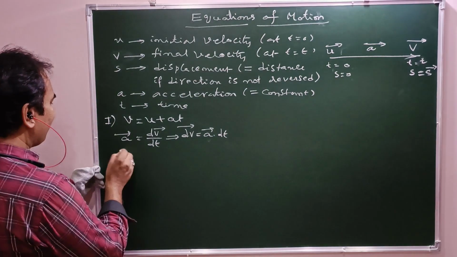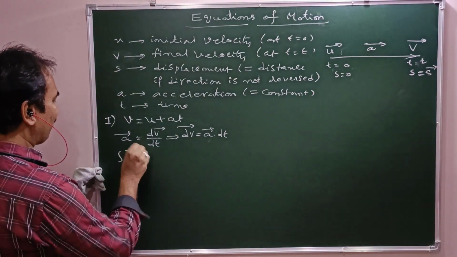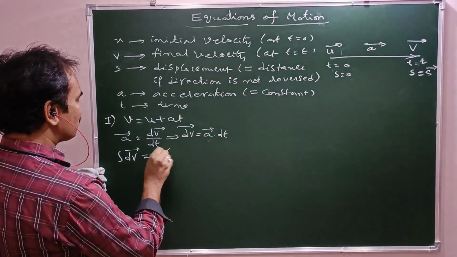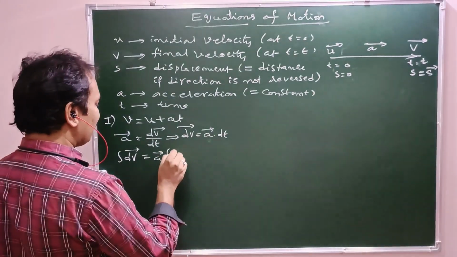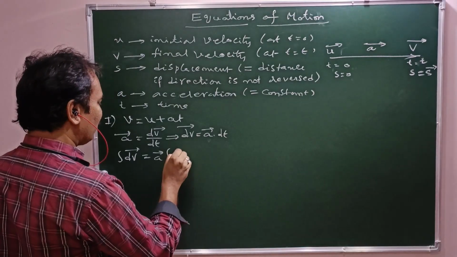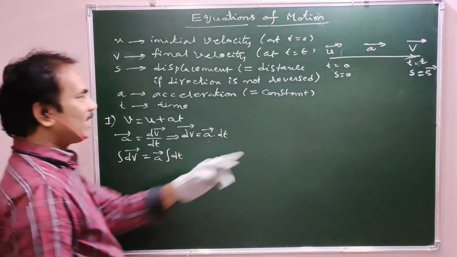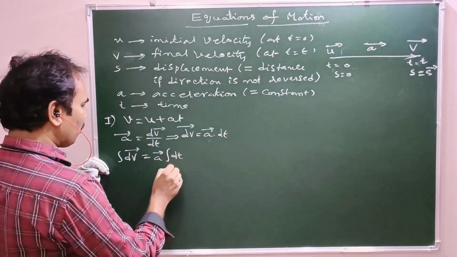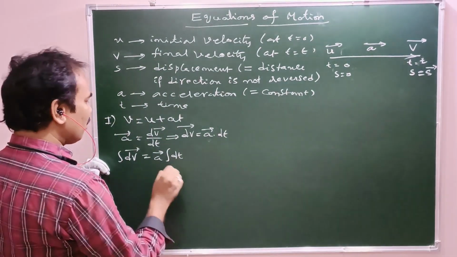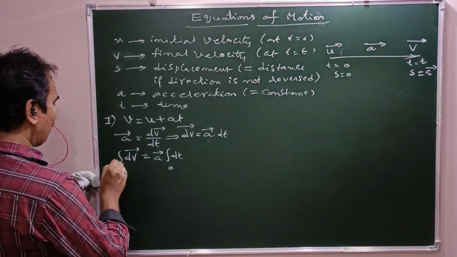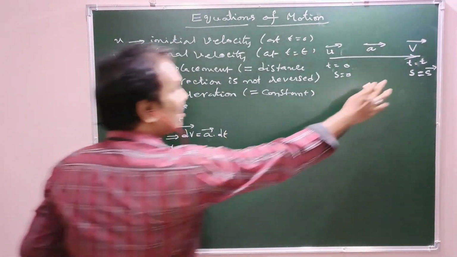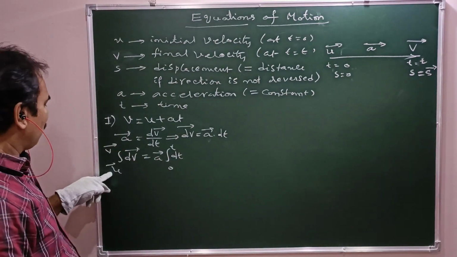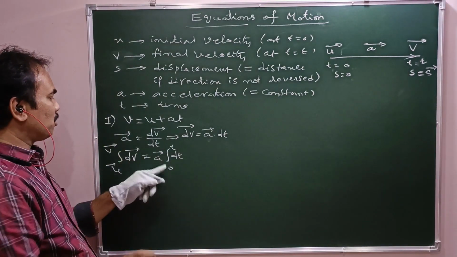So integral dv bar equals integral a bar dt, where a bar is constant, so it is kept outside. What is the time interval here? At time t equal to 0, what is the velocity? u bar. At time t, what is the velocity? v bar. So these are the limits: u bar to v bar, and here 0 to t.